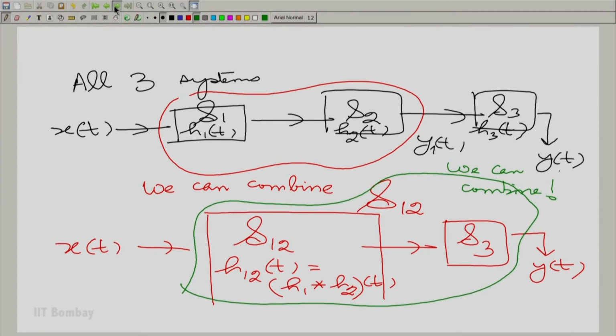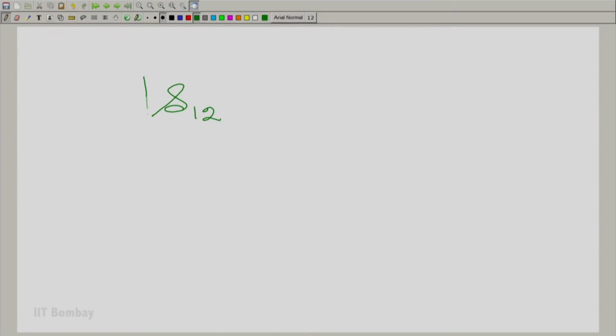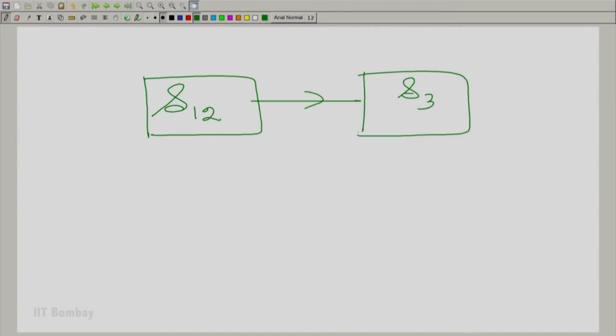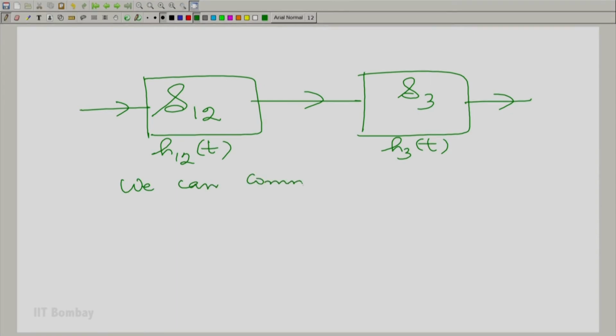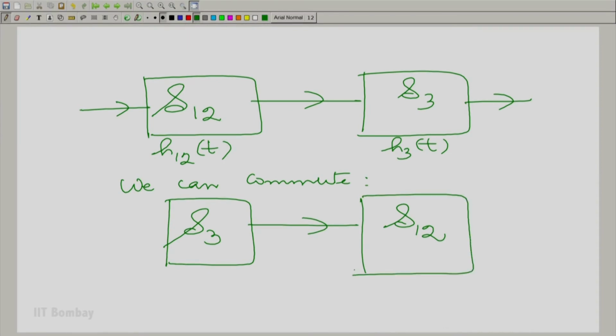So, we could have essentially S12 followed by S3, and here I have H12t as the impulse response, that is the convolution of H1, H2, and H3t as the impulse response. And we have seen before that we can commute. You see, we have two systems here, we have argued that we can commute. So, we could have S3 first and then S12, or S12 first and then S3. Both are equivalent.